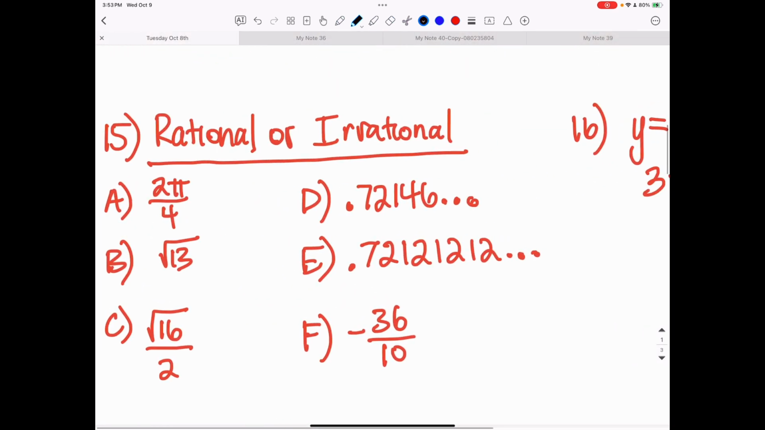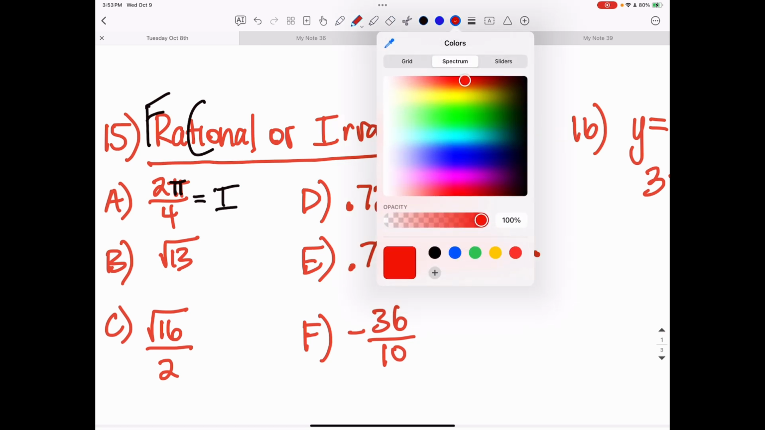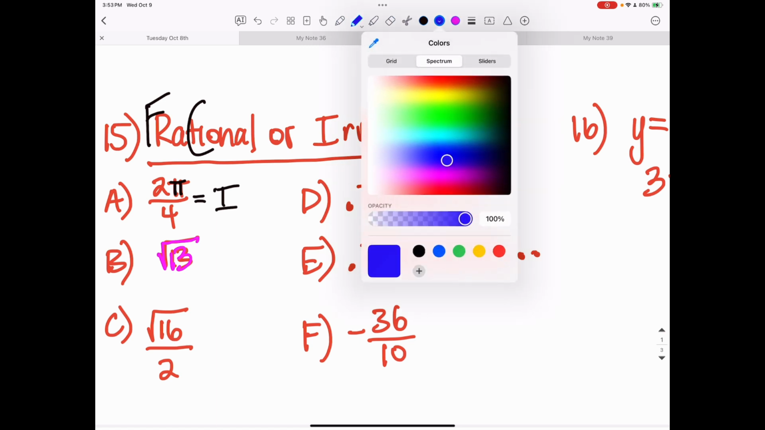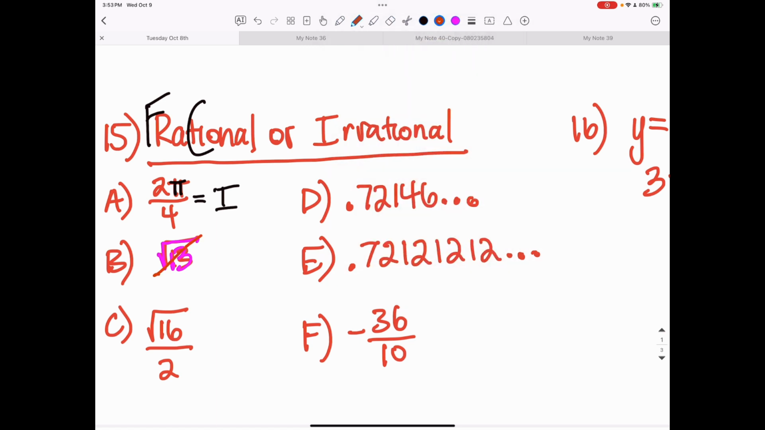Okay, 15, rational or irrational. Anything with pi in it. Rational means fractional. Anything with pi in it ruins you. It goes on forever. That's irrational. 13 is not a pink number. We can take a square root of it, but it is not a pink number. Our pink numbers are 1, 4, 9, 16, 25, 36, 49, 64, 81, 100, 121, 144, 169. This is not a pink number. So yeah, it has an answer, but it goes on forever. Irrational.